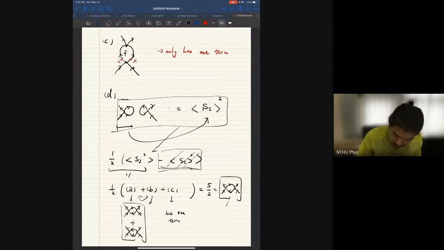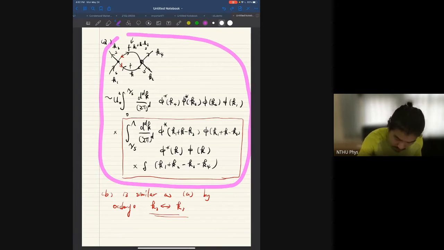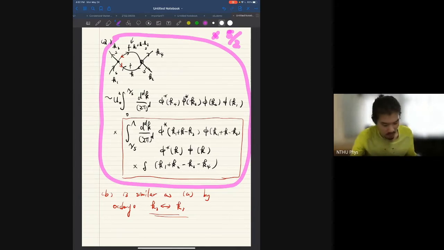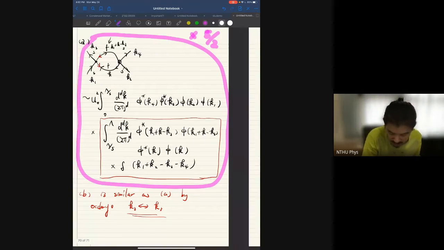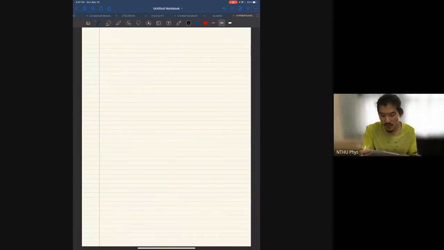Okay, so this is something we need to compute. This is nothing but this part. We need to multiply it by 5/2. So this is the thing we need to compute, okay? This is still not easy to compute, so we need to make some kind of assumption to make things easier, because we just want to get some qualitative results. So let's do some approximation.